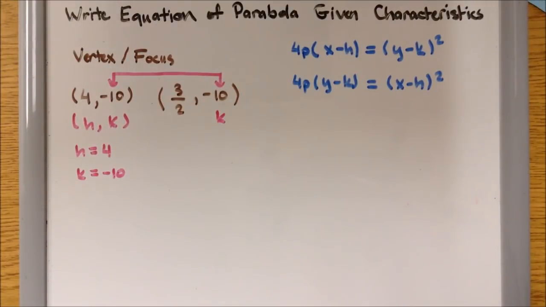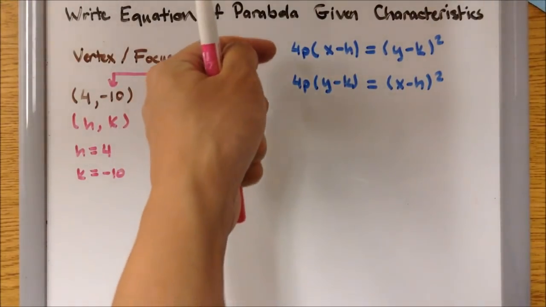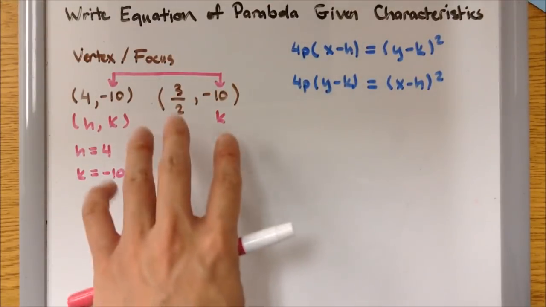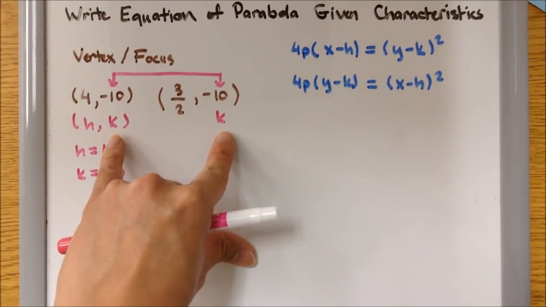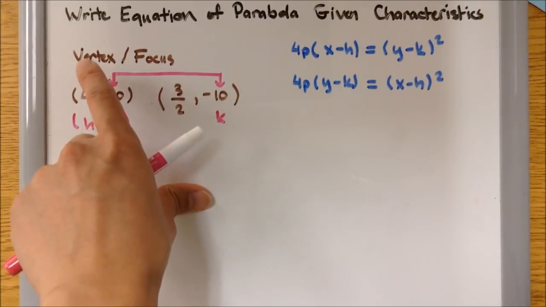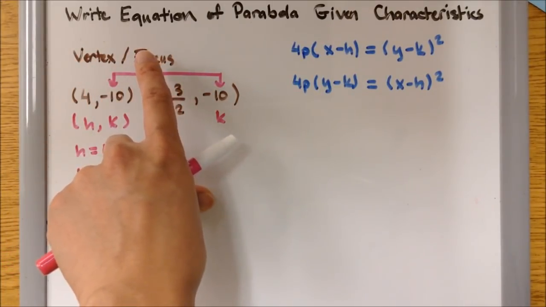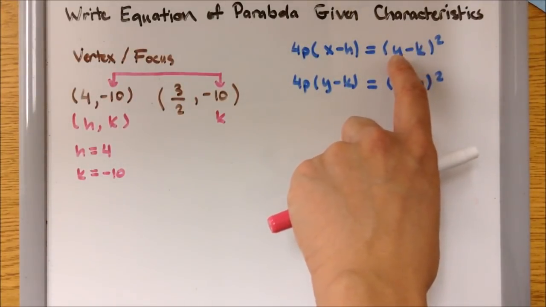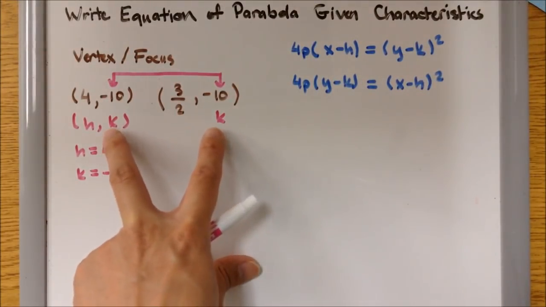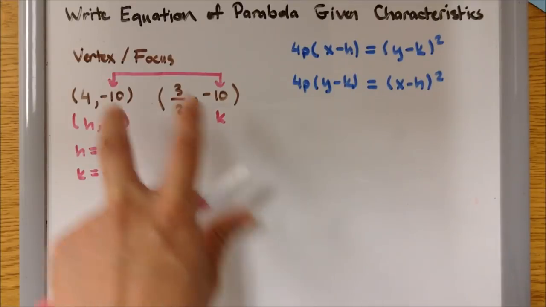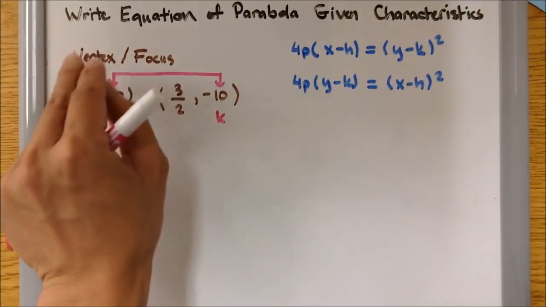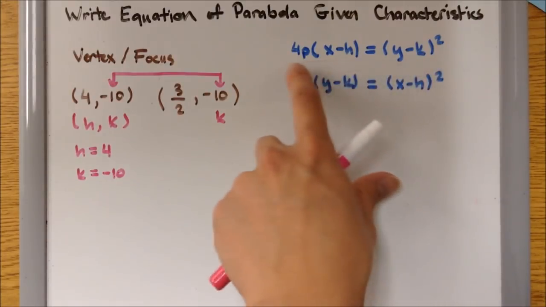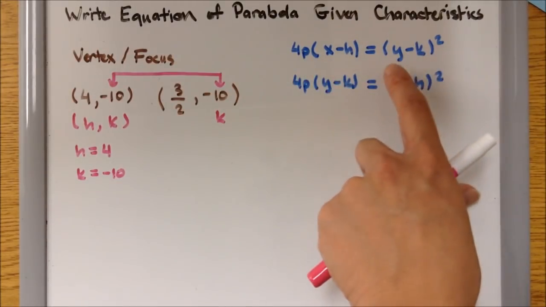Now, between these equations of a parabola, the only one where the k values are the same between vertex and focus is this one right here, where the square is on the y. So when the k value is the same between, and I emphasize between, vertex and focus, then we're going to use this equation of a parabola where the square is on the y.